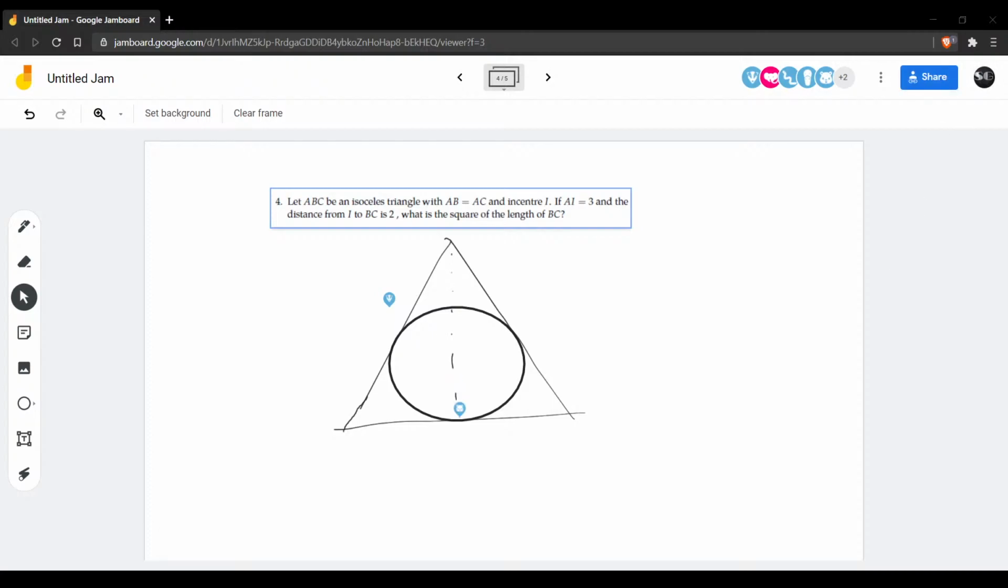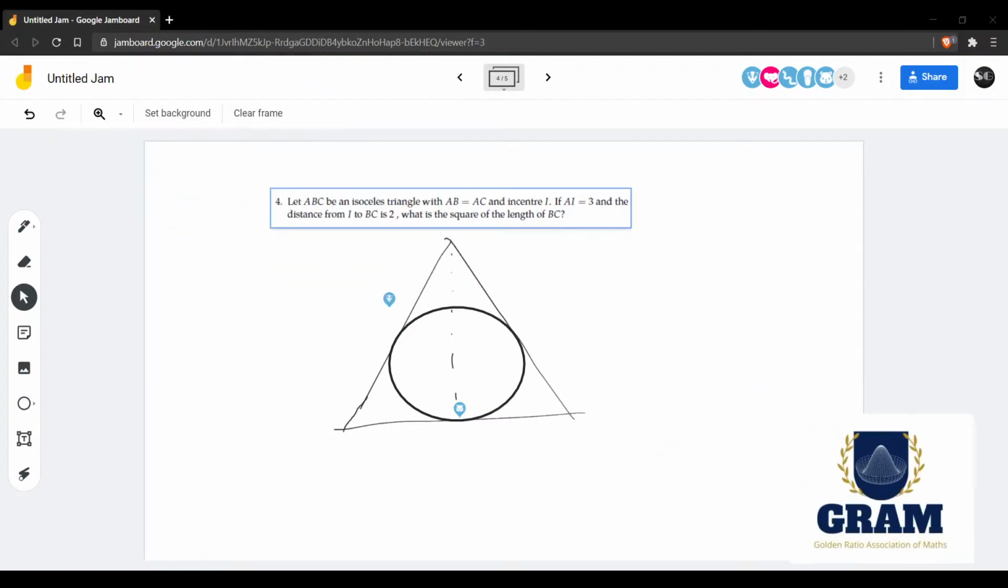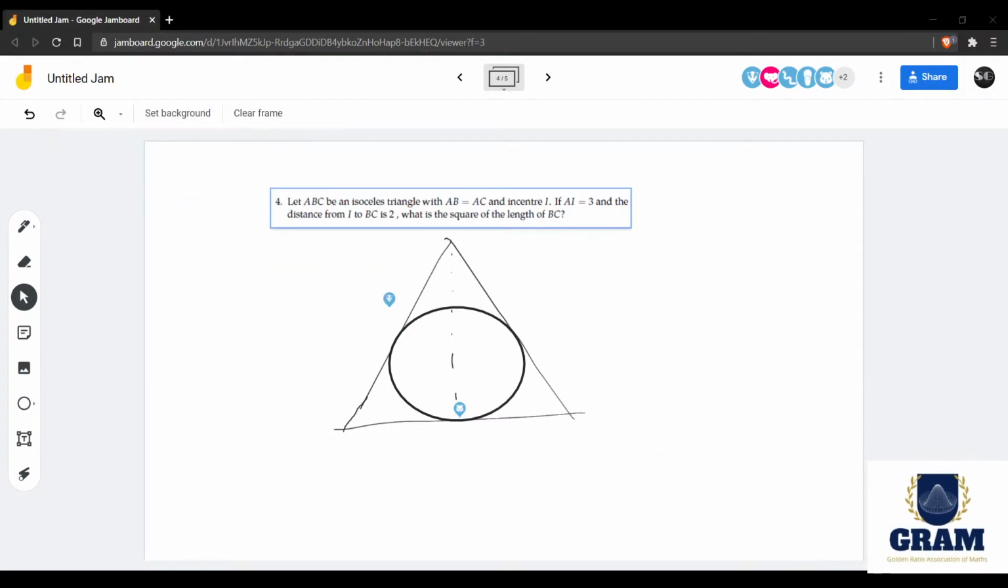This is point A, this is B, and this is C. Since it's an equilateral triangle, the angle ADB should be 90 degrees. So there's an extra point D. It's given that AI is 3 and the distance from I to BC is 2. That means the radius is 2. Then this length would also be 2, and you can get this length, which would be root 5.